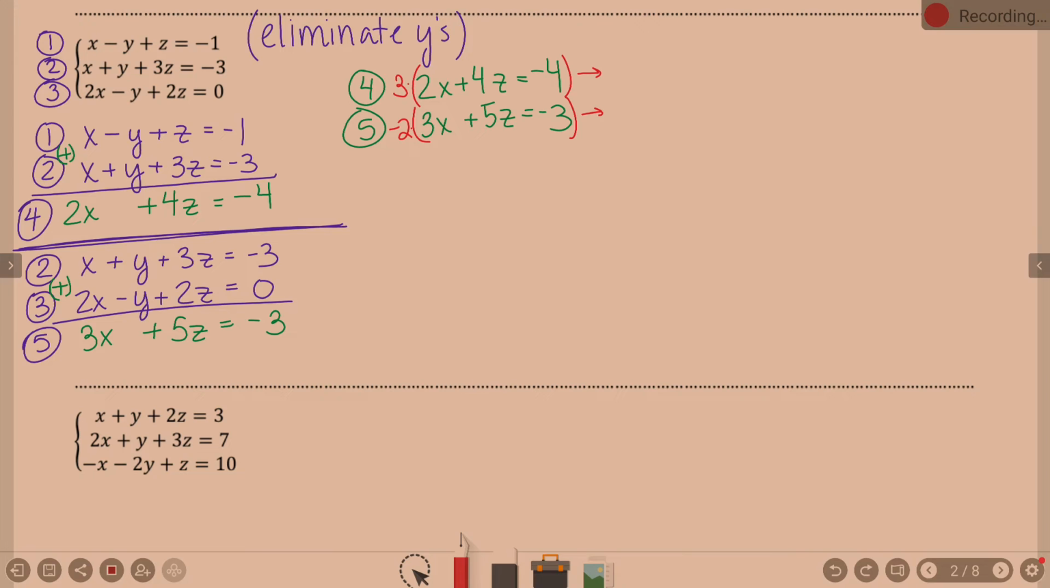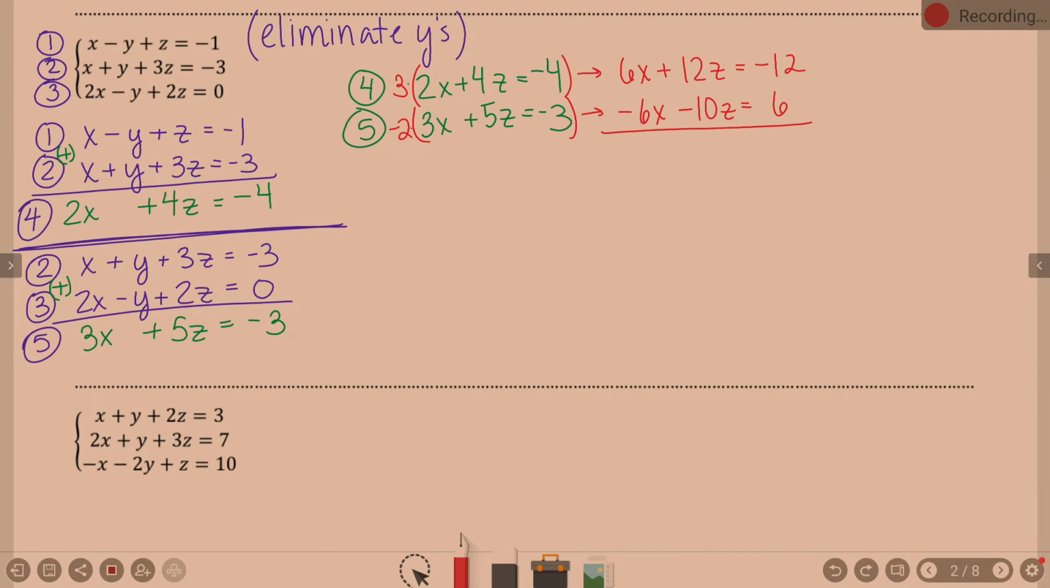Okay. Let's rewrite these equations, yes? After they're multiplied. So multiplying the top one by 3, it becomes 6x plus 12z equals -12. Bottom one, multiplying by -2: -6x minus 10z equals 6.